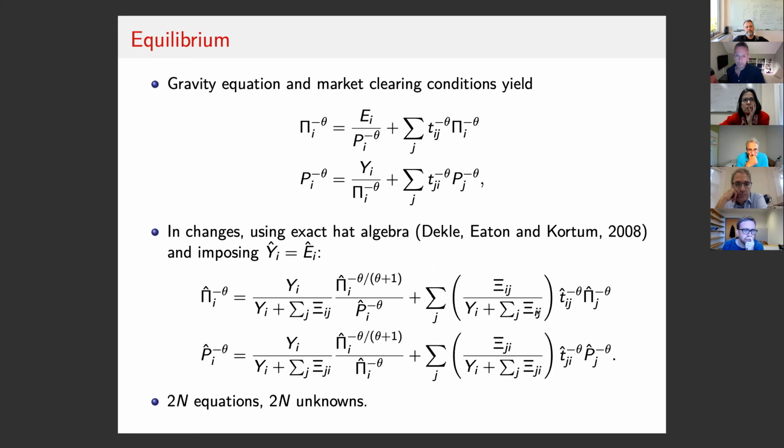Now, the equilibrium here, I'm not going to go through this in detail, but it's very simple to solve the equilibrium in this model, both in levels and in changes. So it's the two last equations here that allow me to do the exact hat algebra calculations. And I think the only thing you need to know here is that these xi's are showing up, right?